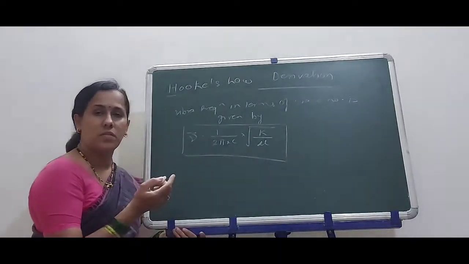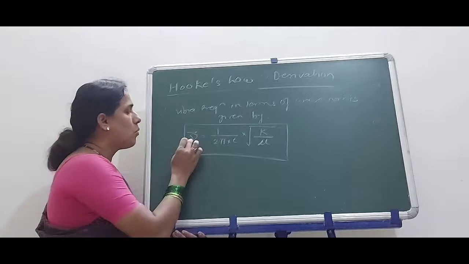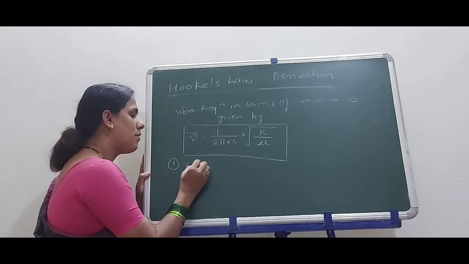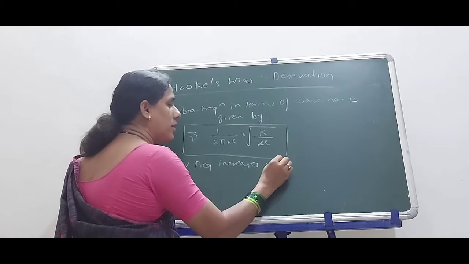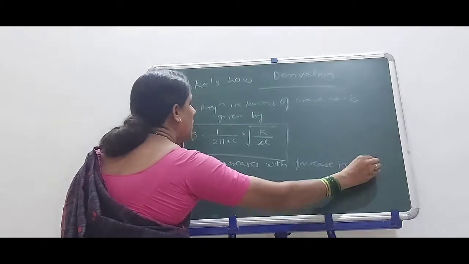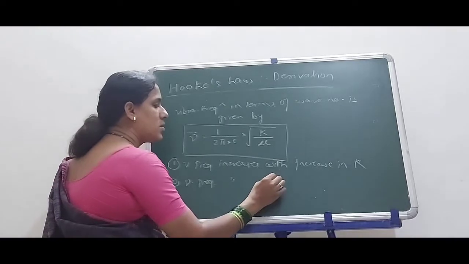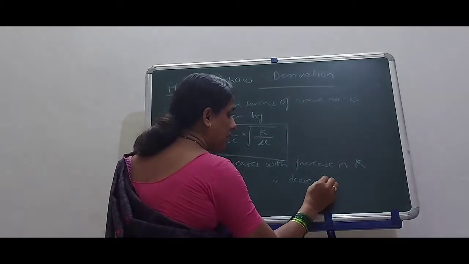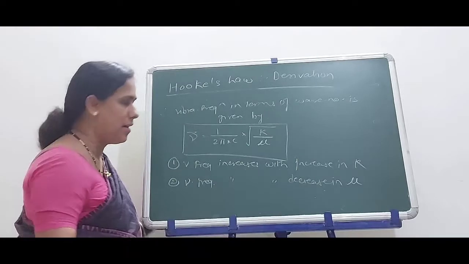Now some of the consequences. The first criterion is that the vibrational frequency increases with increase in the value of K, and second, the vibrational frequency increases with decrease in reduced mass mu. We will take the examples here.